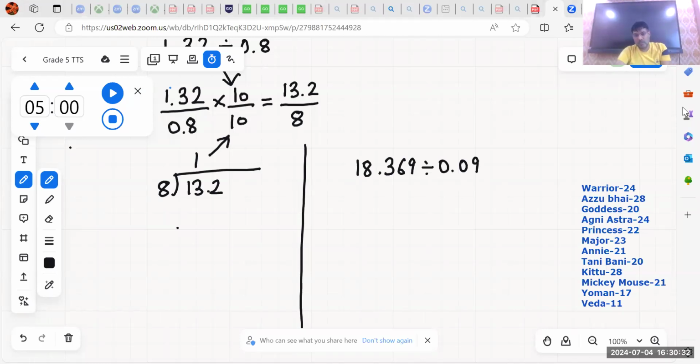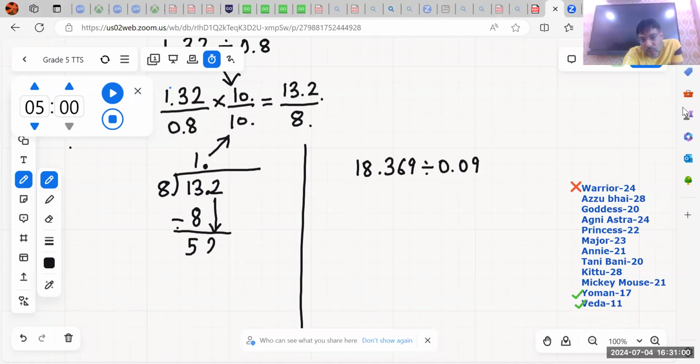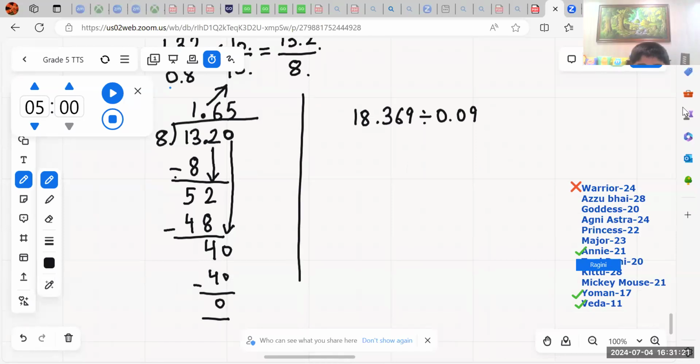Major, it's wrong. Look here. So firstly, I multiplied with 10 by 10. I got 13.2 by 8. Then 8 ones are 8. 5 will be my remainder. Because there is a decimal point in the dividend, I will put a decimal point in the quotient. Major, when I am explaining to you, you need to keep your mic on. Then 2 will fall down. 8 6s are 48. My remainder will be 4. As I already told you, zeros are free after the decimal. So I'll put one more 0. 8 5s are 40. Do we understand, Major? Yes, sir.